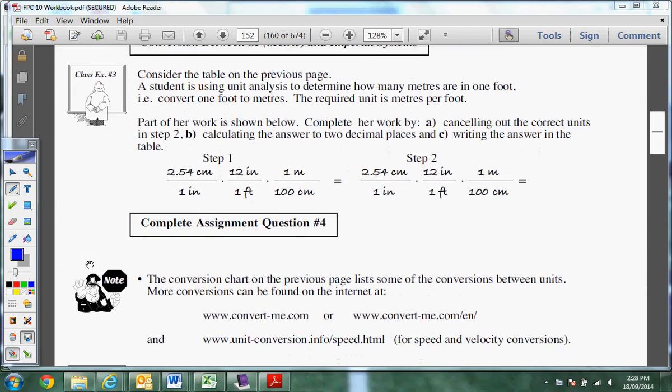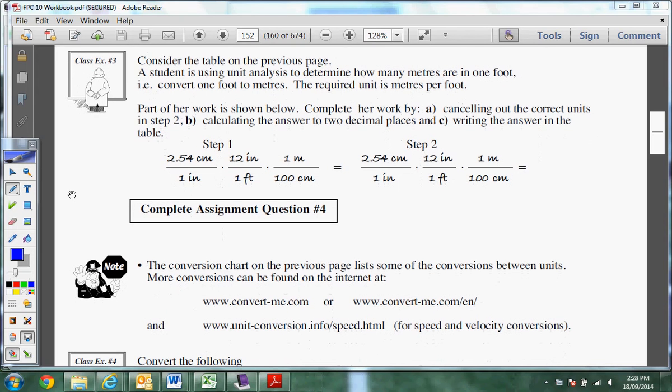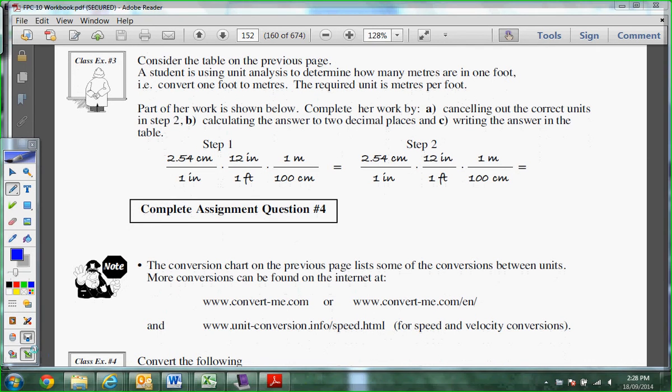All right, conversion between metric and imperial. Okay, so example, consider the table on the previous page. A student is using unit analysis to determine how many meters are in 1 foot. Convert 1 foot to meters. The required unit is meters per foot. Okay, so part of her work is shown below. Complete her work by A, canceling out and correcting the units in step 2, B, calculating the answer to 2 decimal places, and C, writing the answer in the table.